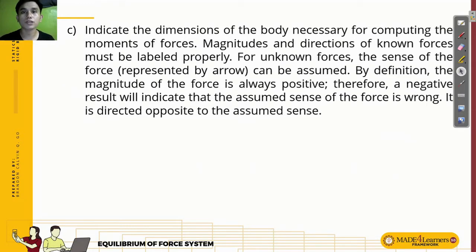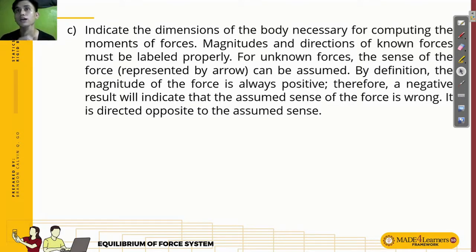So indicate the dimensions of the body necessary for computing the moments of forces. Magnitudes and directions of known forces must be labeled properly. For unknown forces, the sense of the force represented by an arrow can be assumed. Since we do not know the direction of the reaction forces, we assume. Same as in our previous topics, for unknowns like reactions, we still assume the direction. If the result is negative, that means your assumption was wrong, so you correct it.